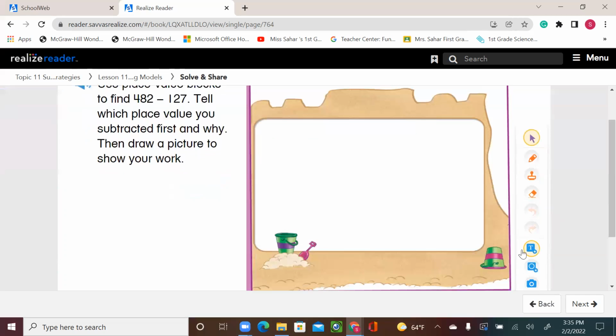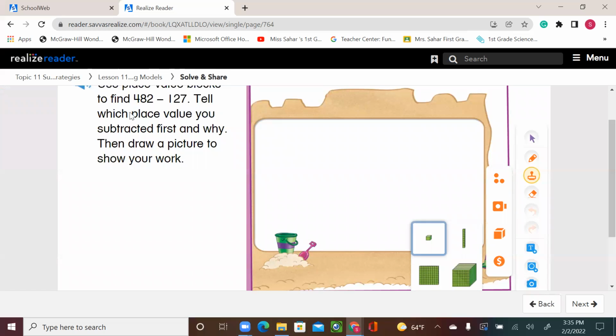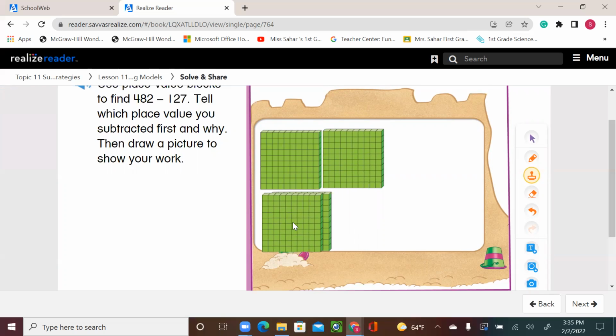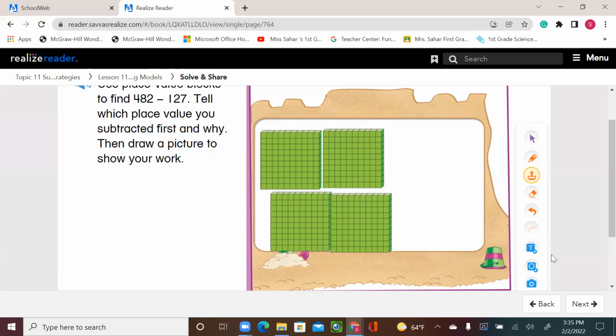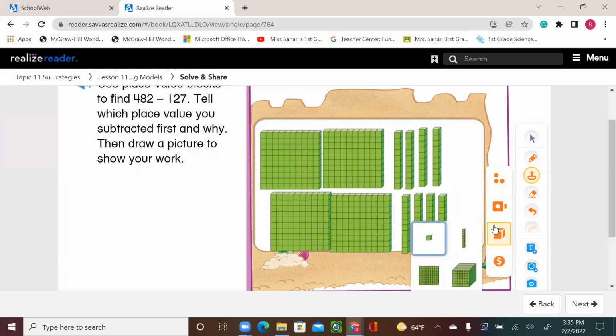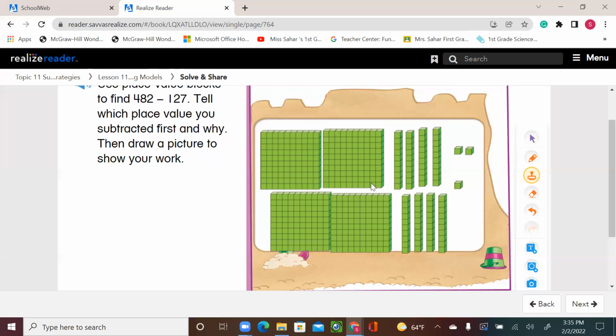Okay, so let's have 400. 1, 2, 3, 4, 8 ones. 1, 2, 3, 4, 5, 6, 7, 8, and 2 ones. All right, let's see. Take away 127.